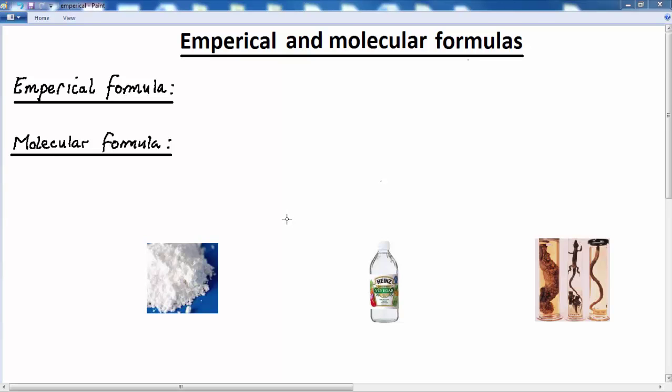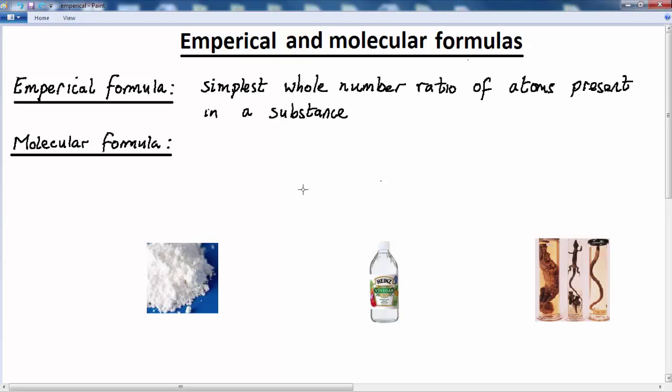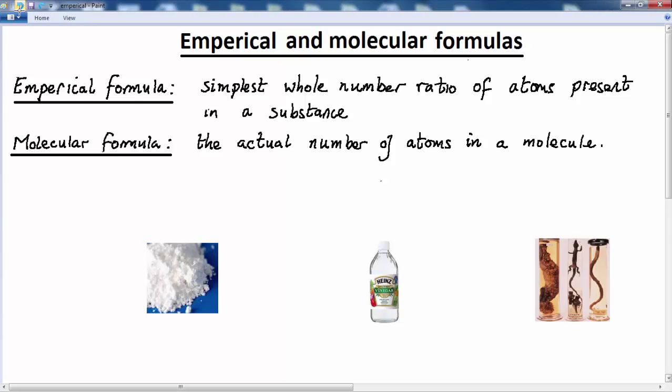In this lesson, we're going to look at the difference between empirical formulas of a substance and the molecular formula of a substance. Now, the empirical formula is the simplest whole number ratio of atoms present in that substance, whereas the molecular formula is the actual number of atoms present in a molecule. Now, these two formulas are not always the same.